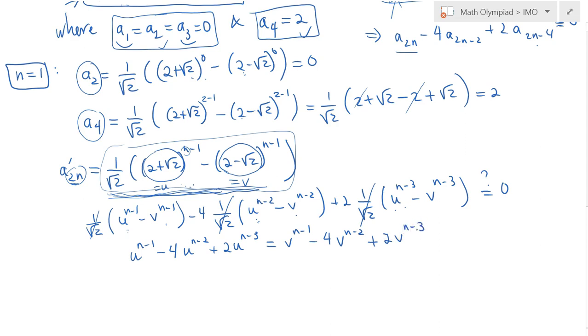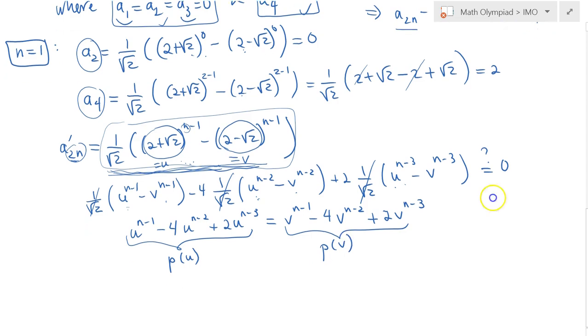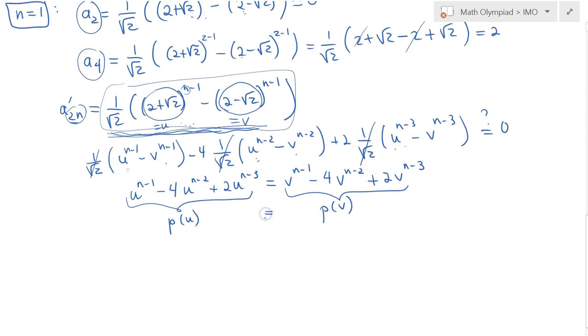And at this stage, now it's clear what we need to do. It looks like both the left-hand side and the right-hand side have the same shape. Indeed, they both look like a polynomial, where the polynomial is substituted with a u here, and the same polynomial with a v. And we are checking to see under what conditions they can be equivalent. And indeed, our polynomial is p of x equals x to the power n minus 1 minus 4x to the power n minus 2 plus 2x to the power n minus 3.